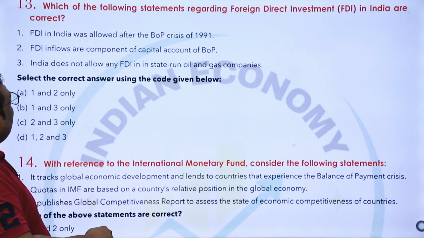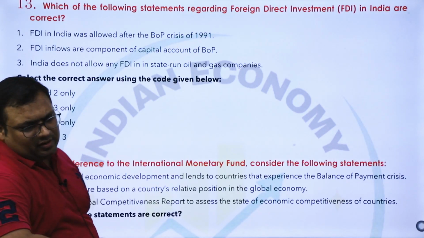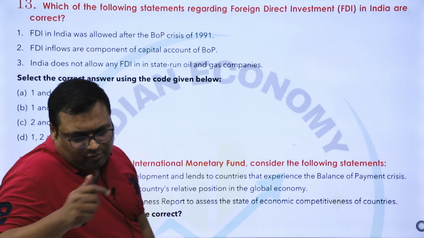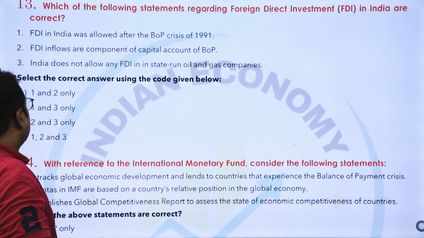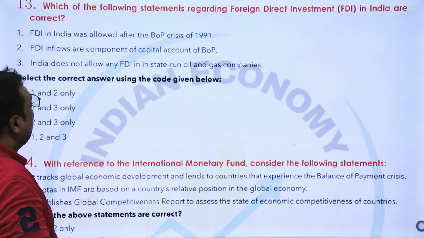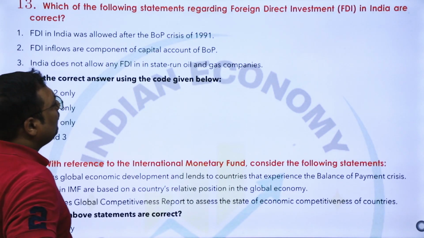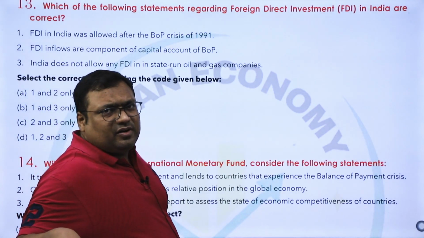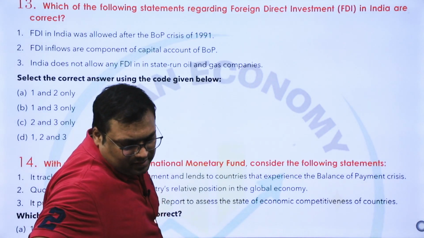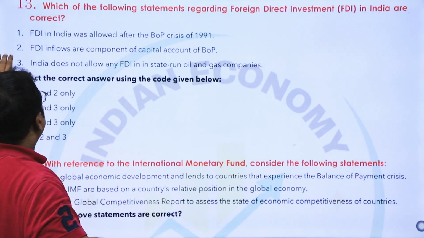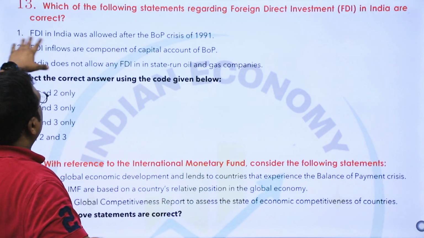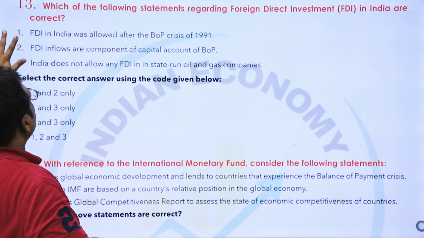First, FDI in India was allowed after the BOP crisis of 1991. So that is correct. Before that FDI was not allowed, and it was very, very restricted, and only through government approval, very selective cases of FDI were there. So they were not allowed. They were allowed only after 1991 in a general way.